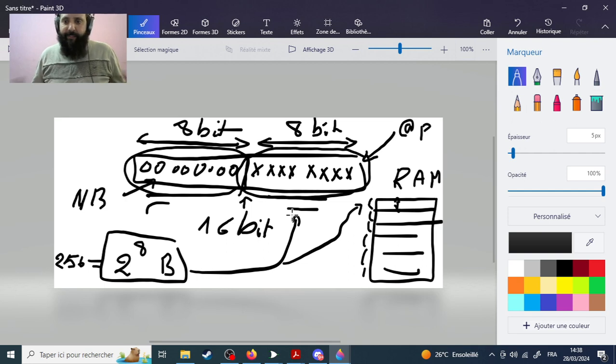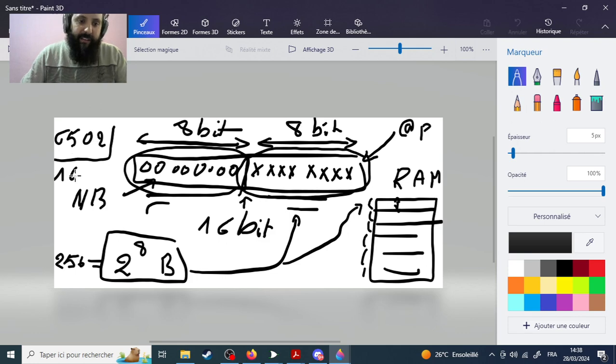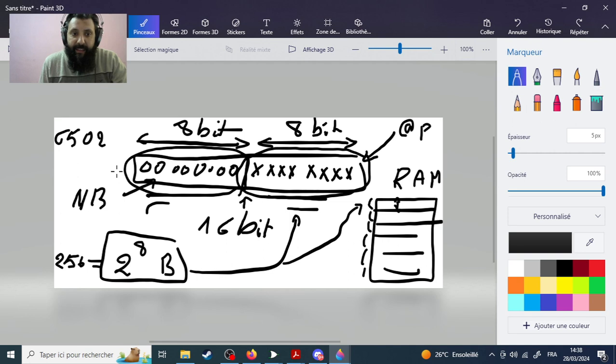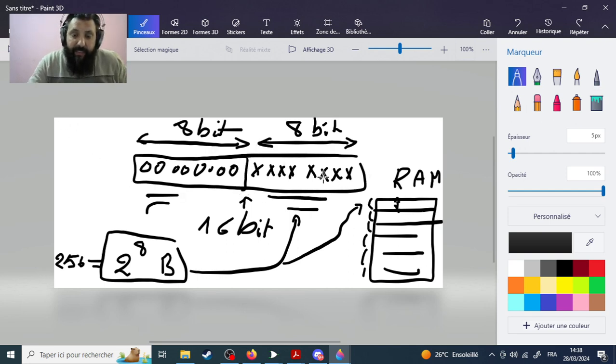Each processor has different modes. I can give you an example. For instance, I worked with a processor called the 6502. In this processor, if I remember well, we have 16 different addressing modes. These modes are used to make the programming easier. Each mode is used in a particular situation. In our particular case, we have the mode of X and the mode of D.